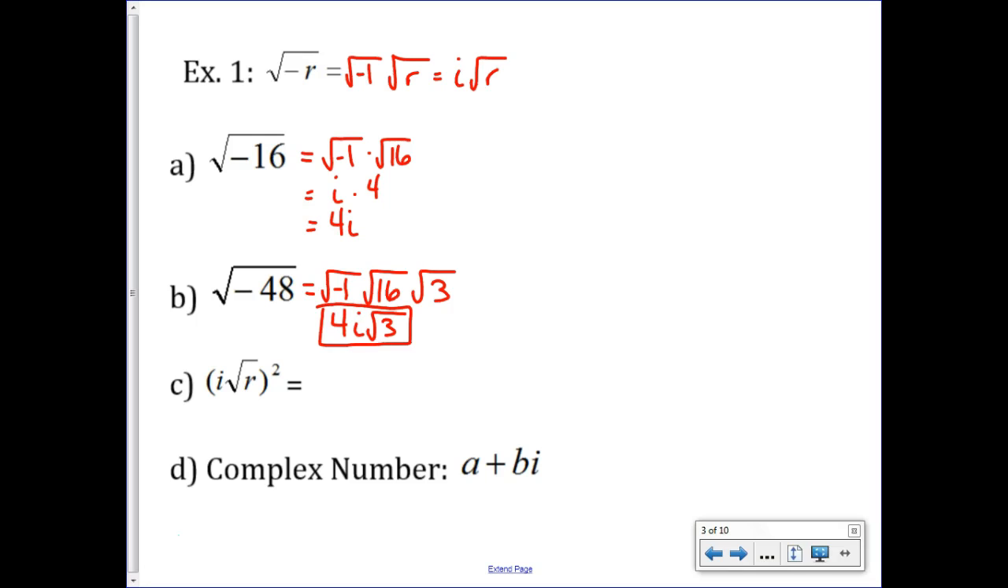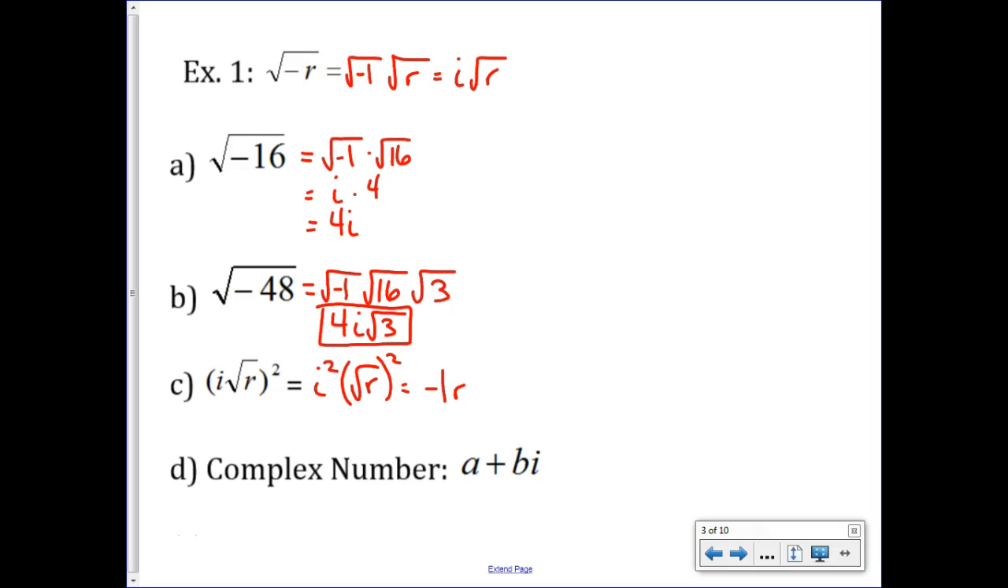All right. We have i times the square root of r squared. So that is i squared, and then we have radical r squared. What that tells us is i squared is -1, and the square root of r squared is just r. So we get -1r.